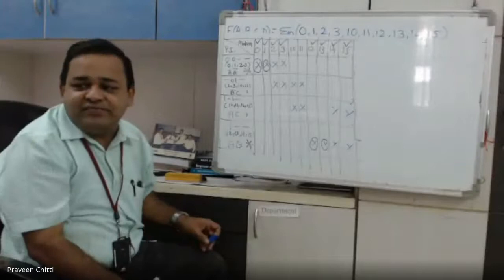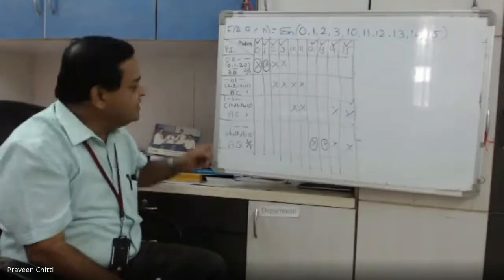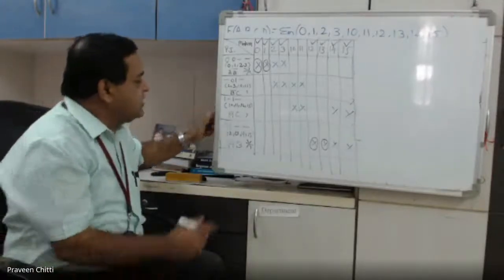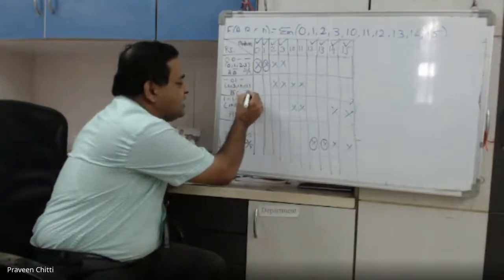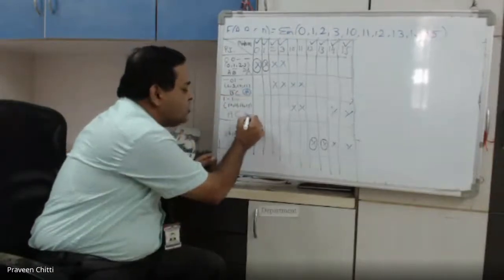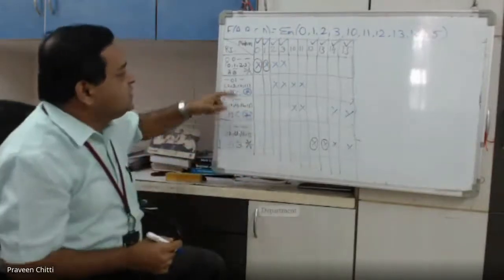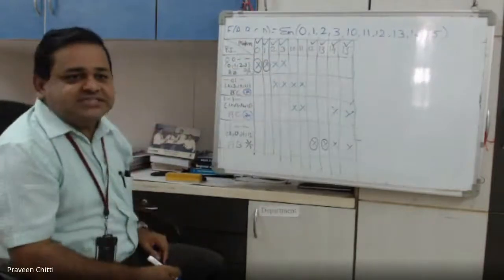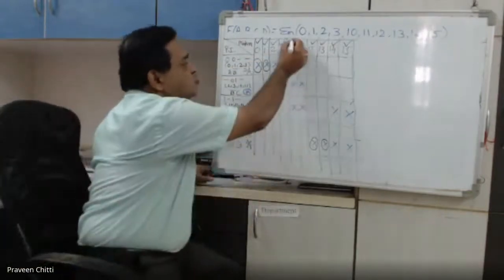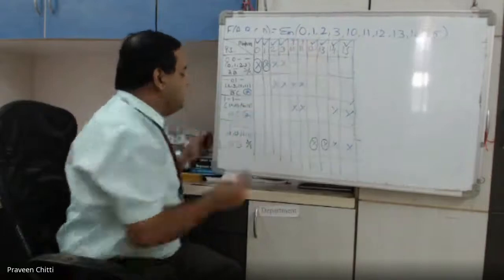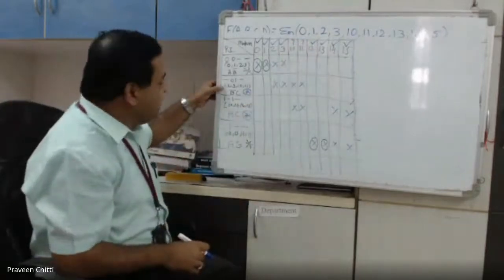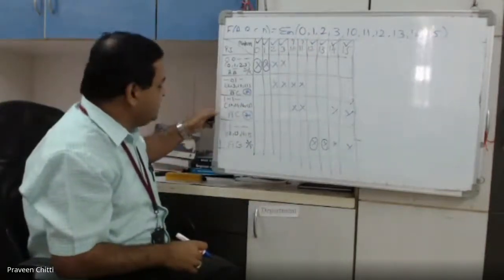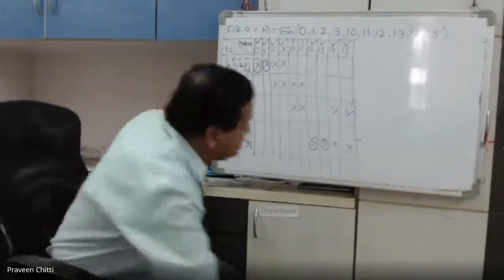Sir, either of them covers 10 and 11. Yes, you can take either of them, so we can take any one, not both. Is that clear? I can go for this or I can go for this. So to cover the remaining two, 10 and 11, I should go for either this prime implicant or this prime implicant.